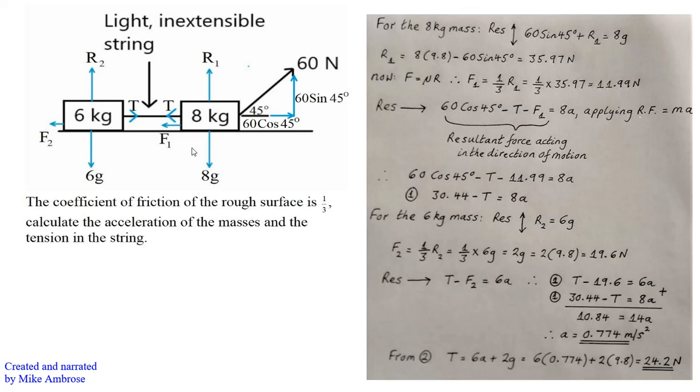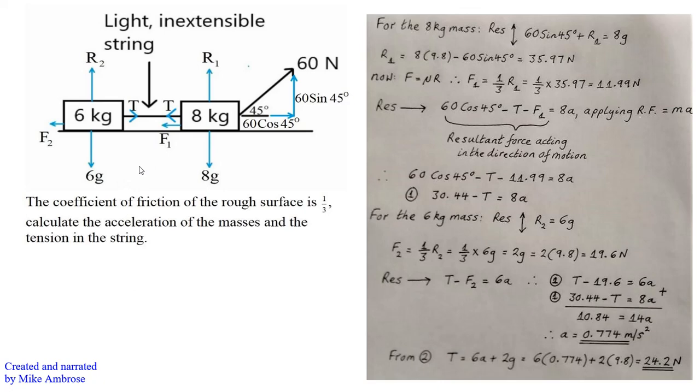Because the 8 kilogram mass is going to the right, the frictional force always opposes the direction of motion. So the frictional force on the 8 kilogram mass will be going to the left and is denoted by F1. The last remaining force acting on the 8 kilogram mass is T, which is the tension created in the string. The direction of the tension for the 8 kilogram mass will be in the opposite direction to the direction in which it is travelling. So this arrow needs to be pointing to the left.